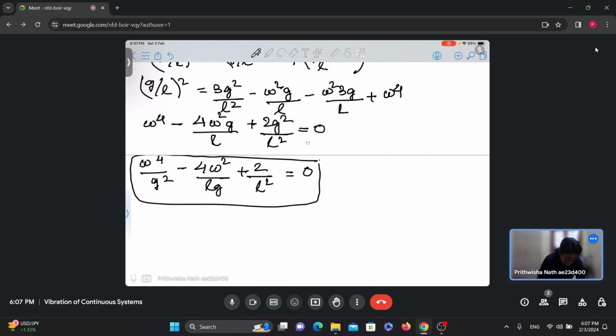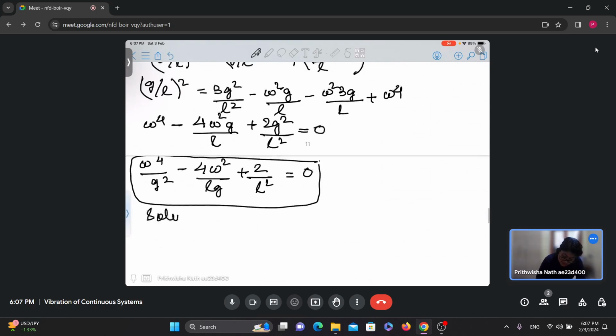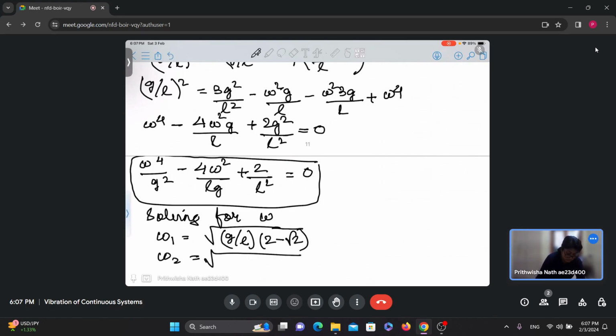So solving for omega, we get omega 1 as g by L into (2 minus root 2), and omega 2 is g by L into (2 plus root 2). So these are the natural frequencies of the double pendulum.